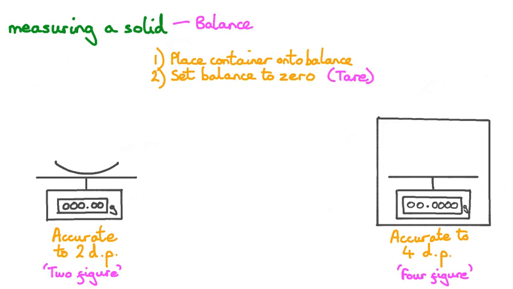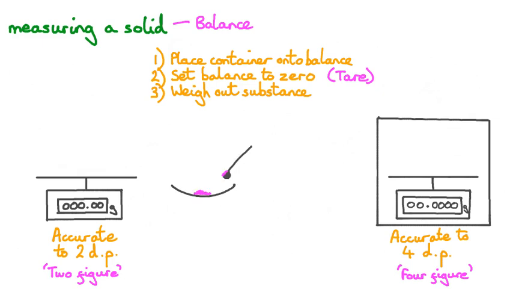There will usually be a prominent button saying 0 or tare on the front of your balance to do this. Now we are able to weigh out our substance. You could do this by simply putting the solid into the weighing container whilst it's on the balance, using something like a spatula. But this isn't really the best practice.